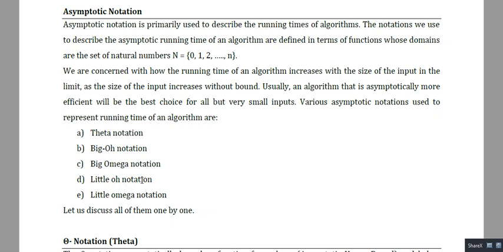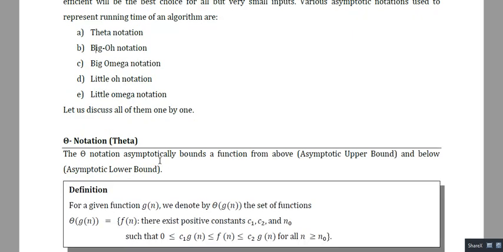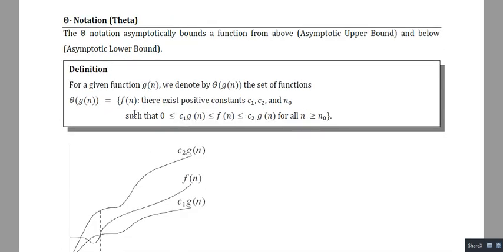So let us start with this theta notation, how this theta notation can be used to express the running time of an algorithm, right? This theta notation is denoted by the symbol theta, and it is used to express the running time of an algorithm which will have some asymptotic upper bound and which will have some asymptotic lower bound. So let me go through the formal definition of theta notation first, then I'll explain the details, right?